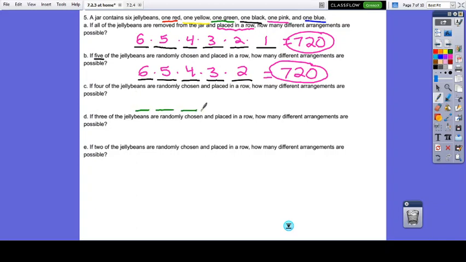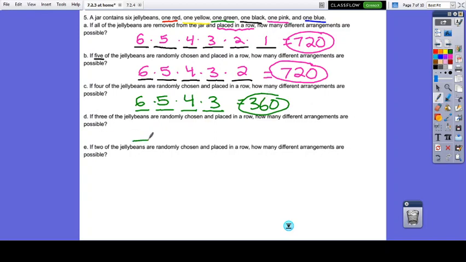If we go to 4 jelly beans, okay, we have 4 spots. The first time I choose, I have 6 possibilities. The second time I choose, I have 5, I have 4, and I have 3. Multiply all of those together, you end up with 360. Notice what happened here. Why? Because this was a times 2 that we got rid of, so this is going to be half as much.